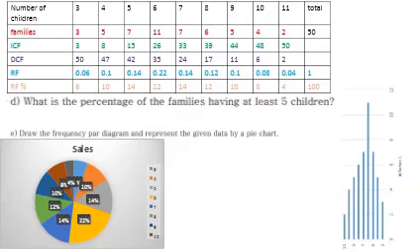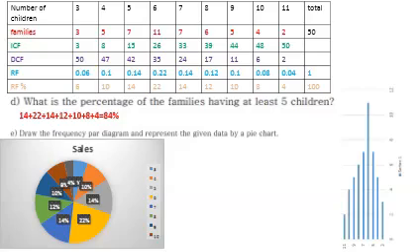Now we have this table. What's the percentage of the families having at least 5 children? So at least 5 children, so 5 and more. You need to add all these values. So you are going to get 14 plus 22 plus 14 plus 12. So it's 84% of families who have at least 5 children.